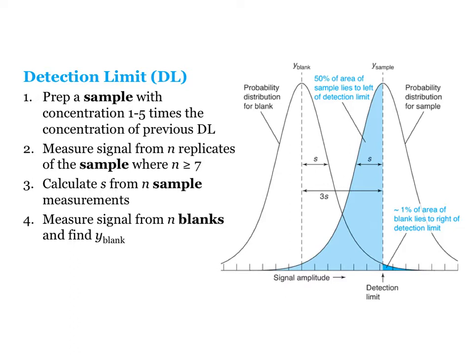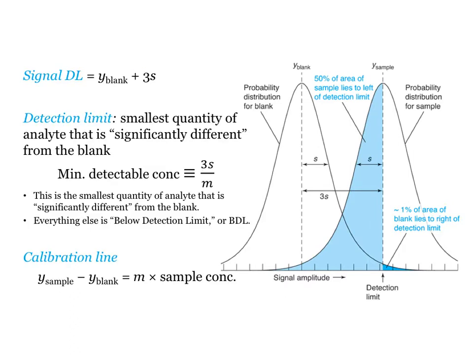Next, you'll run a blank containing no analyte, just like a sample, against the same calibration curve. Remember that the point of this exercise is to validate when a sample gives a measurement different than a blank containing no analyte. The mean value from this measurement gives us y sub blank. Using y sub blank, we will calculate the signal detection limit as the sum of y sub blank and 3 times the standard deviation from the low concentration sample measurements.